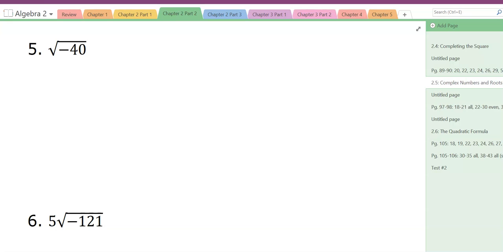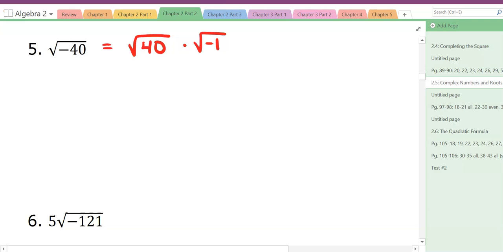So if you started by splitting it apart, you have the square root of a positive 40 times the square root of negative 1. You don't have to do this step. If you know that there's just going to be an I that comes out, you don't have to split it. But until you start to understand what that negative 1 really represents, I would split it apart like this so that you're just working with a positive number instead.